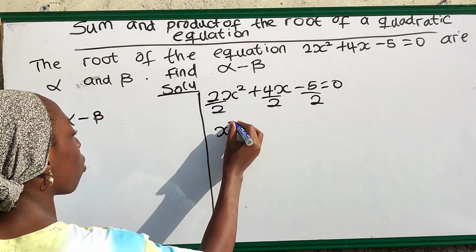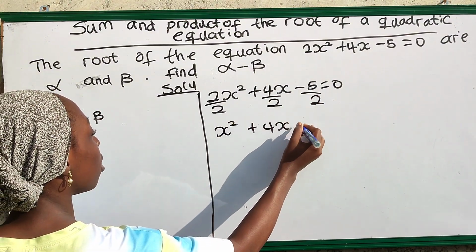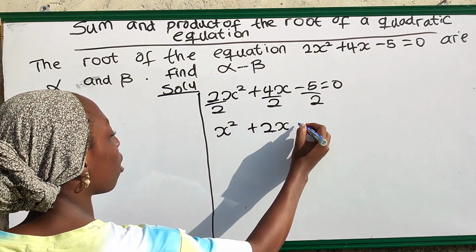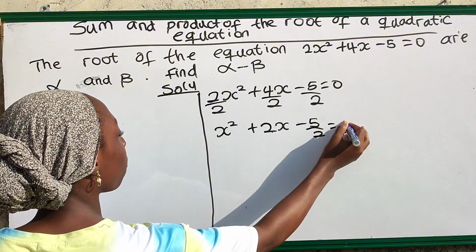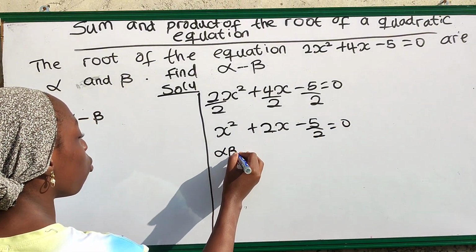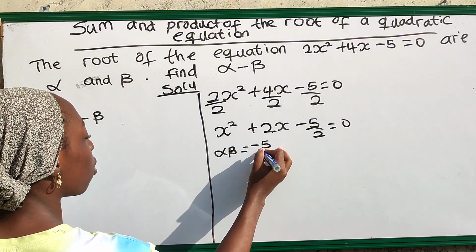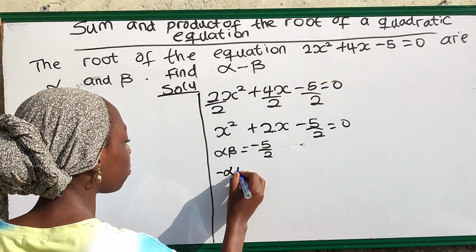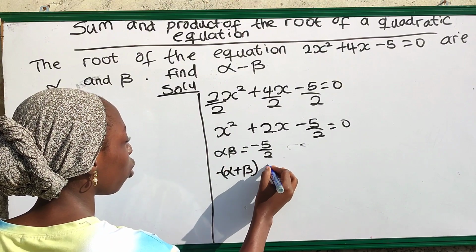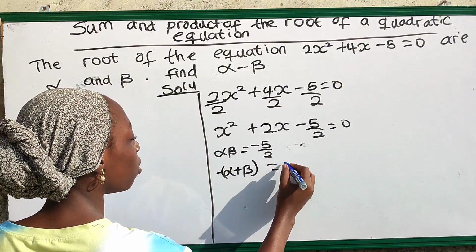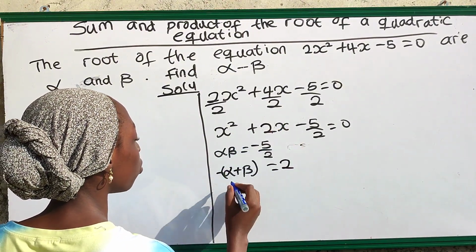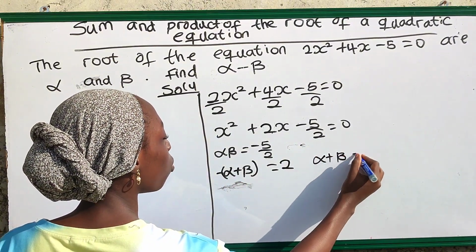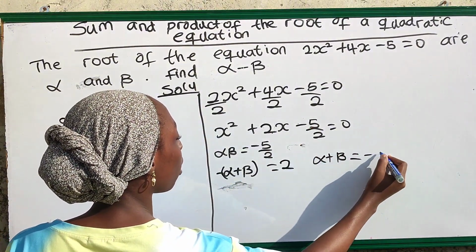Then we have x squared plus 2x minus 5 over 2. Then alpha beta will be the constant, which is minus 5 over 2. Alpha plus beta will be the coefficient of x, which is 2. Then alpha plus beta will be equal to minus 2.